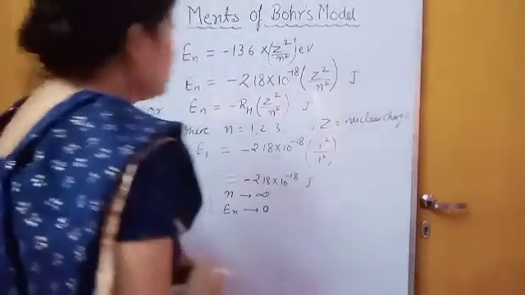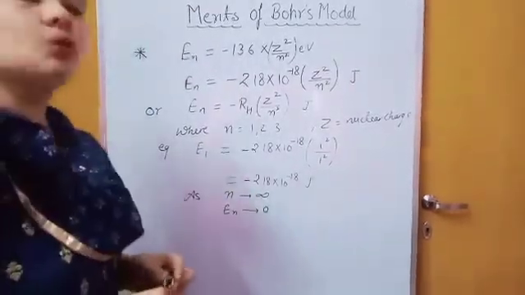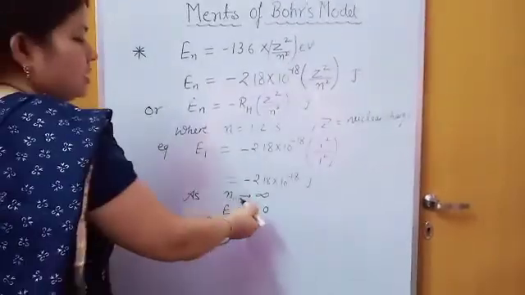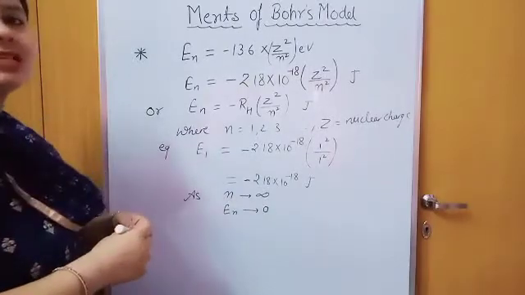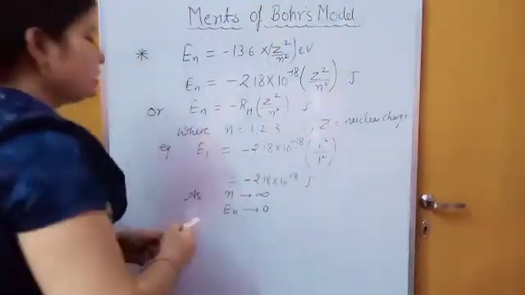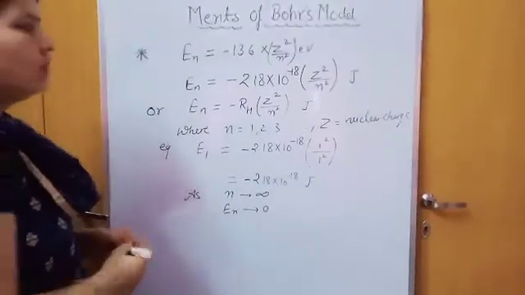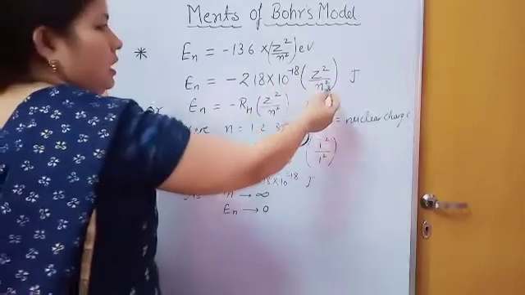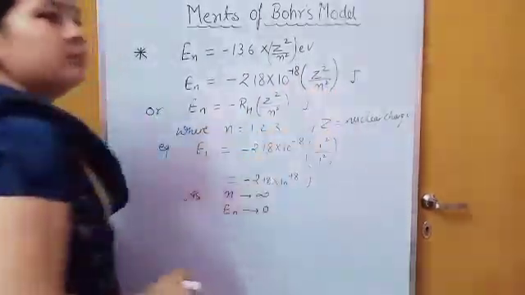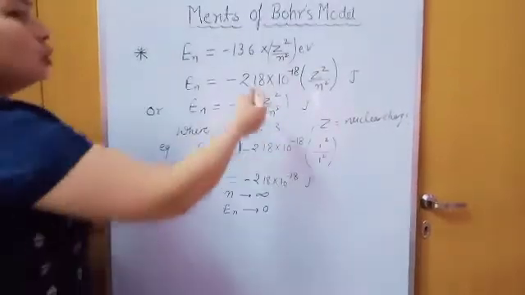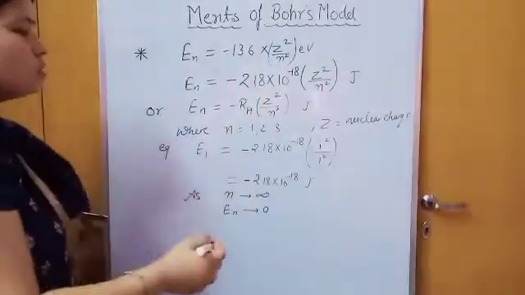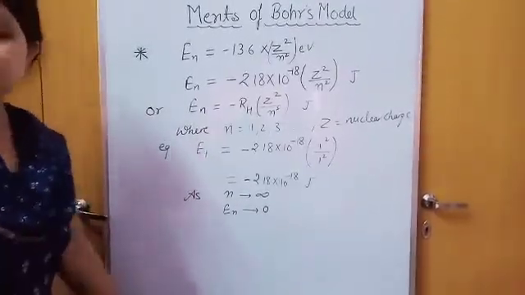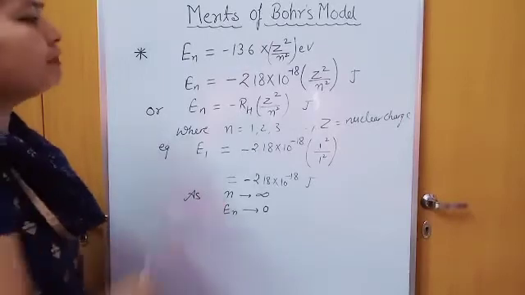Now just see, suppose in this one n is equal to infinity, meaning the orbit is very far away from the nucleus. In that case, En is equal to 0. Why? When you put this infinity value here, infinity means the number is very large. So when you solve it, your answer is approximately 0. So in that case En is equal to 0, and at this stage the electron is free from the influence of the nucleus.